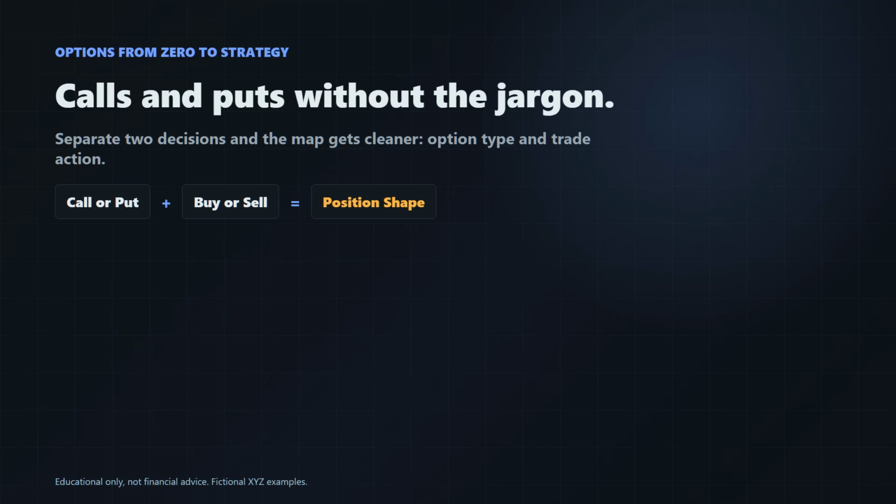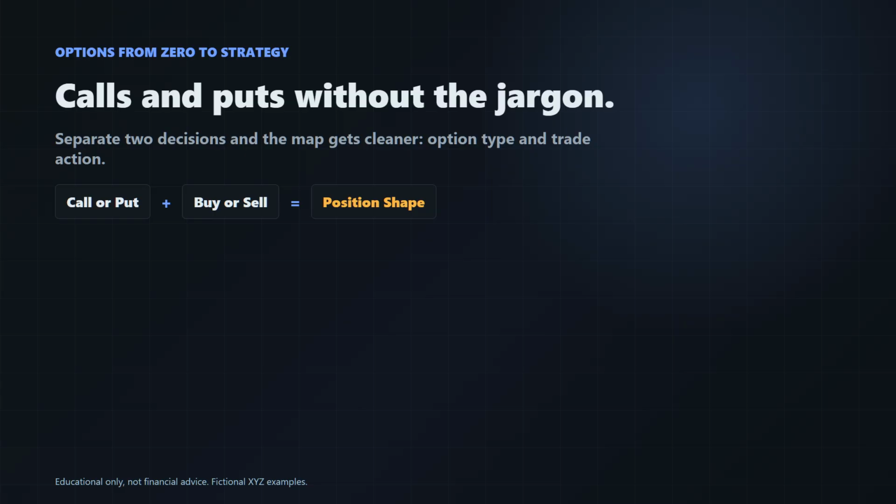If options feel confusing, it is usually because two ideas get mashed together. First, call or put. Second, buy or sell. Those are separate decisions. Once you separate them, the whole map gets easier. Today, we are going to build the 4 basic option positions without jargon. Buy a call, sell a call, buy a put, and sell a put.